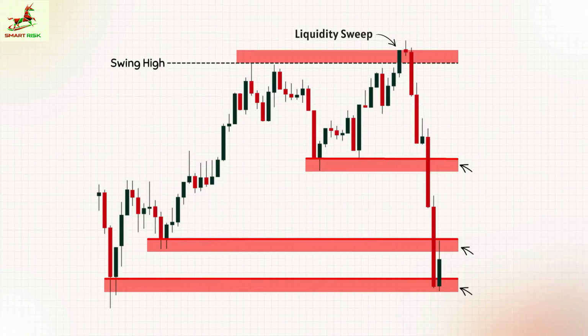Because of this, you need to identify which side of the chart has a larger liquidity pool available. Whichever side has the bigger liquidity pool, the market most often makes a big move in that direction, so you should always try to trade in the direction of the liquidity pool, not against it.